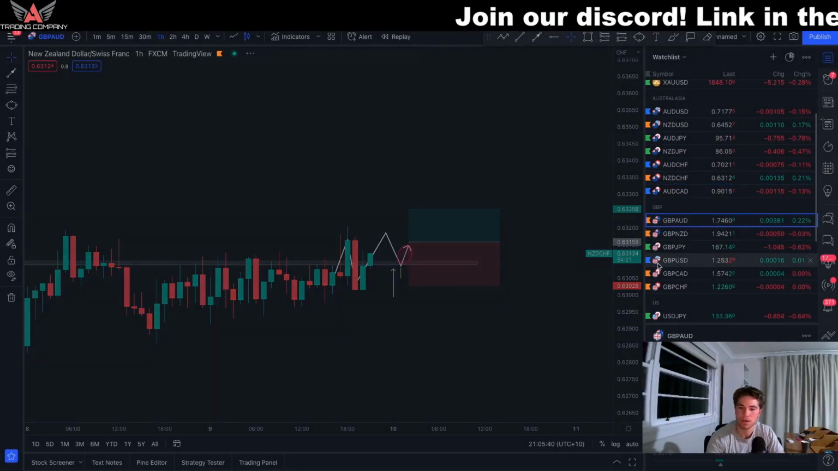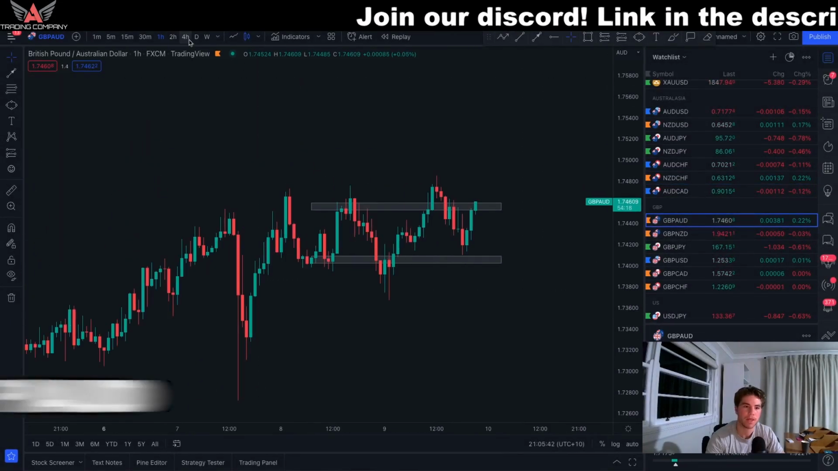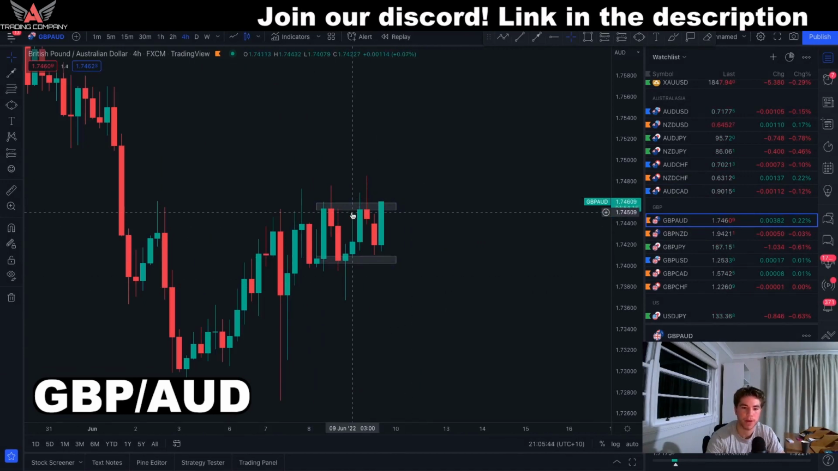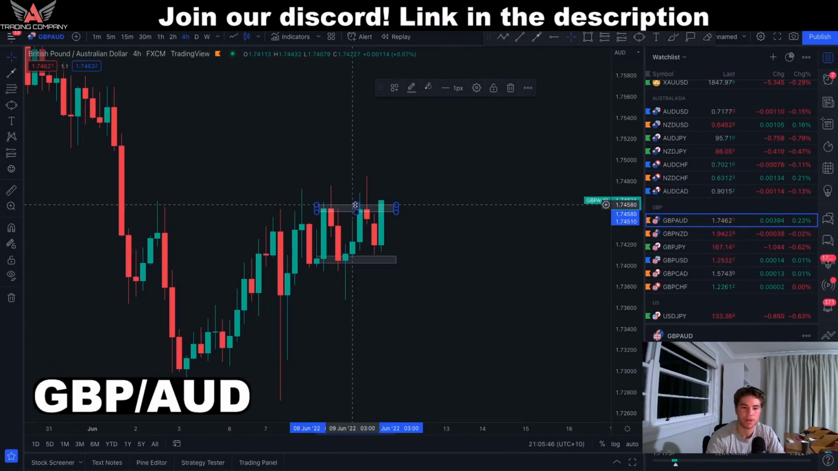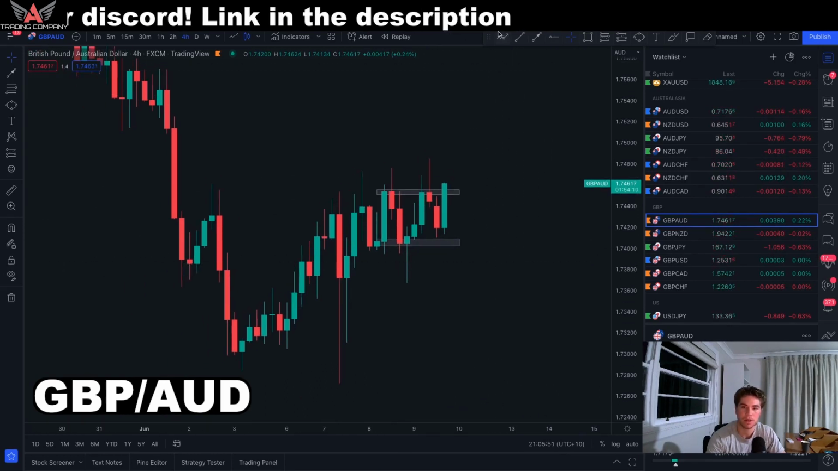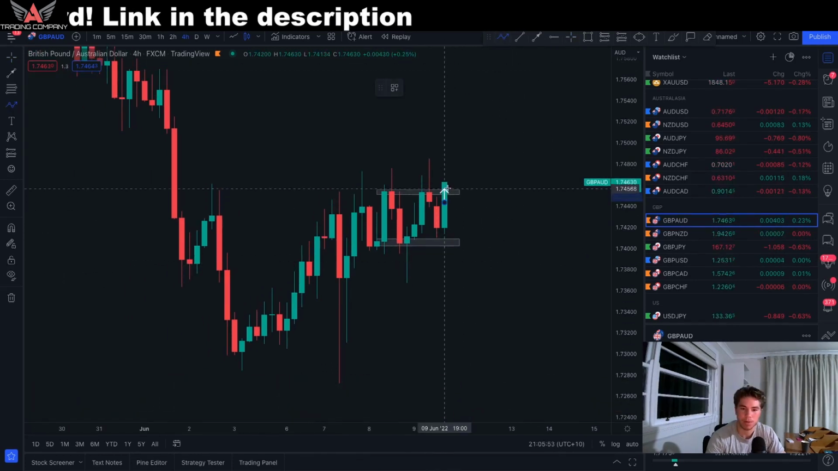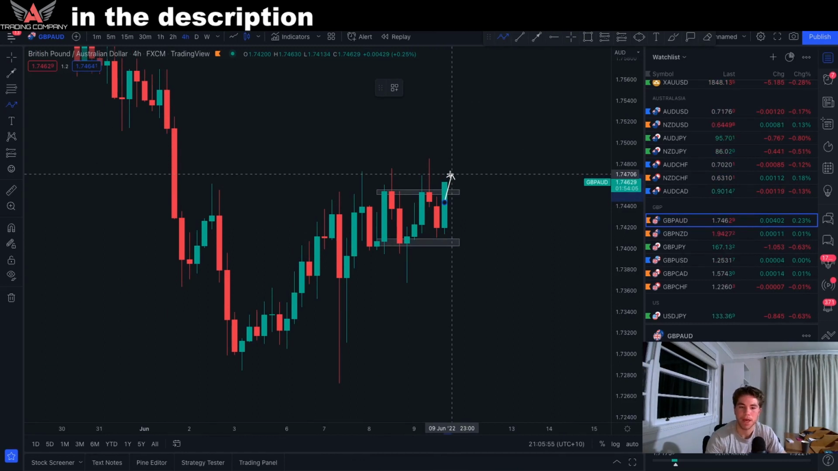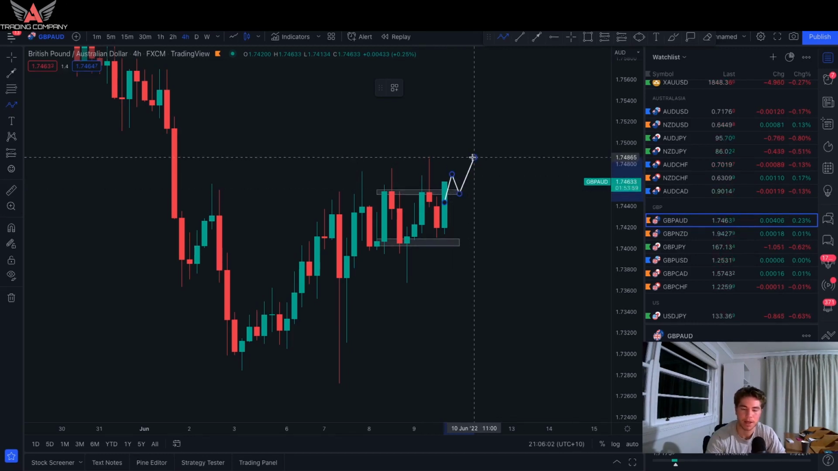Let's continue on to some other pairs. GBP AUD again is ranging, okay, but again I wanted to talk about this one because it's a really nice potential setup. Okay, so it looks like we might just get a break above this level, and then if that happens on the 4 hour, break and close above that level, come back, and then continue bullish from there.